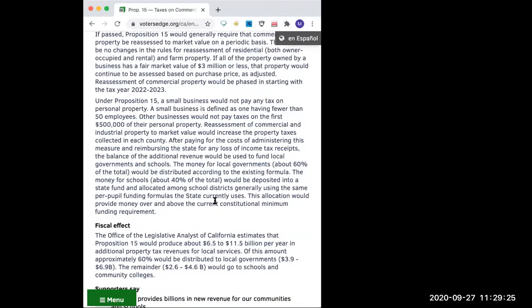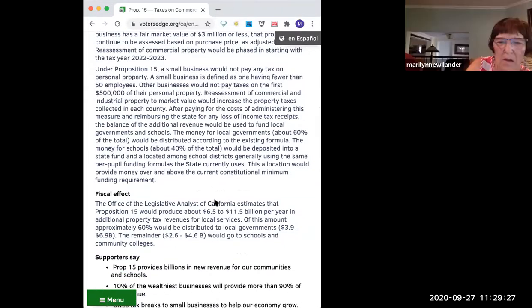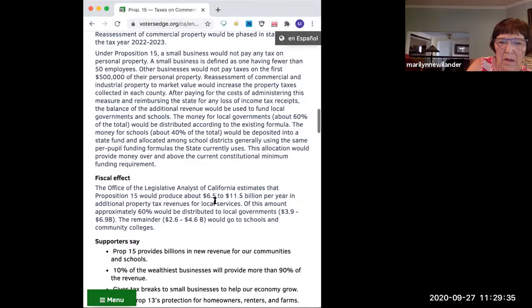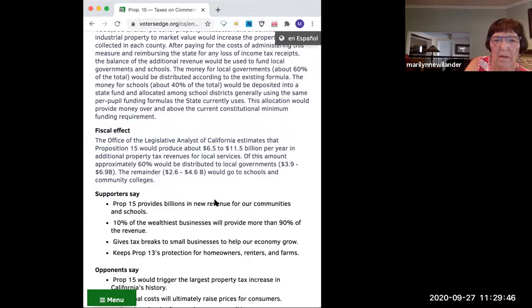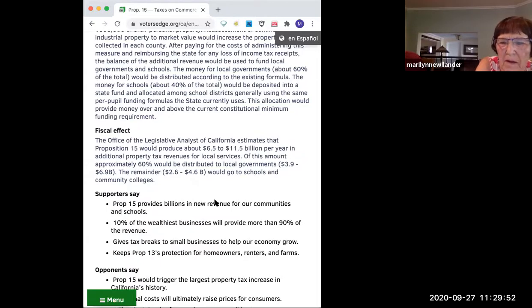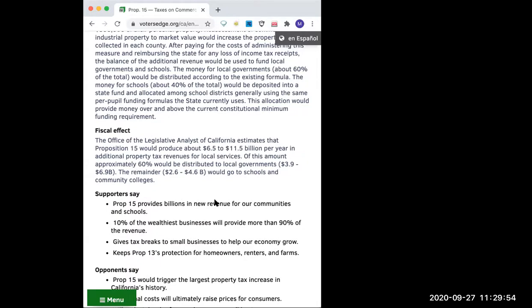So after expenses are taken out of the new monies, the balance of the additional revenues would fund local governments and schools, and that's the only place where the money would go. 60% would go to the local communities, 40% would go to the schools. The fiscal effect of this would be that the Office of the Legislative Analyst of California estimates this could produce between $6.5 and $11 billion per year.